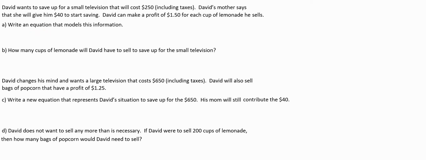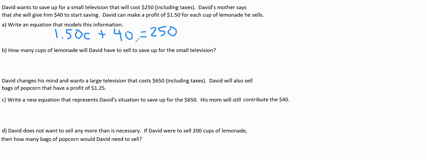So ideally, we want it to equal exactly $250 because, as we're going to see later, David doesn't want to sell anything more than necessary to get what he wants, which is the TV. So just for starting out, we're going to have the $40 from David's mom. We're trying to get this to equal $250. And for each cup he sells, he makes a profit of $1.50. So we're going to say that's 1.50 times how many cups he sells. Let's use C for cups. And that's going to be the part A.